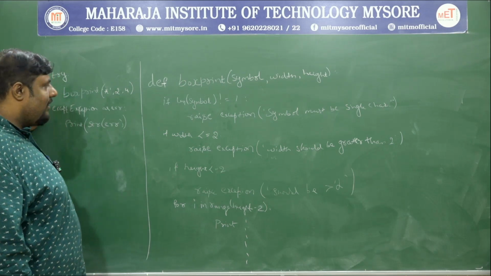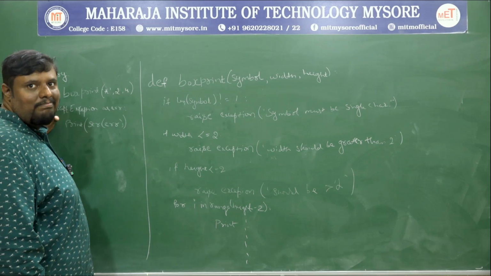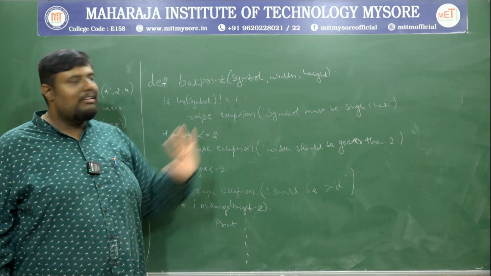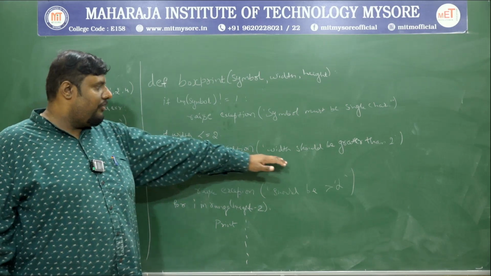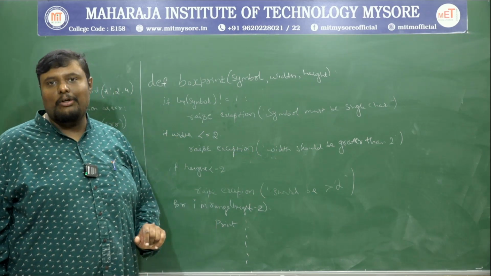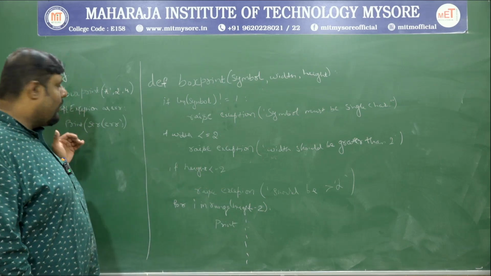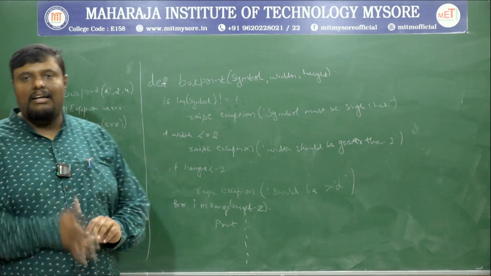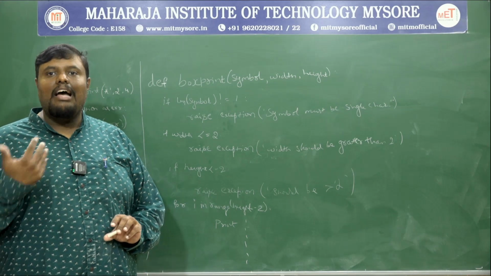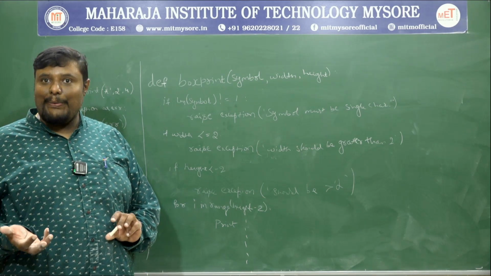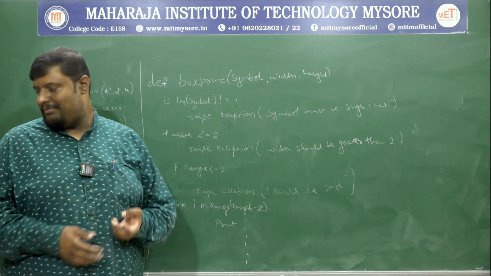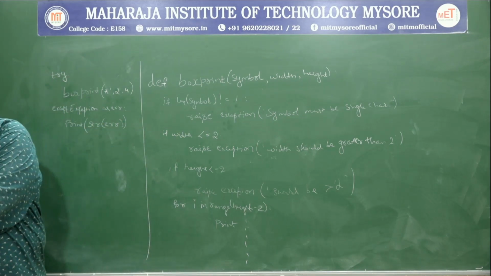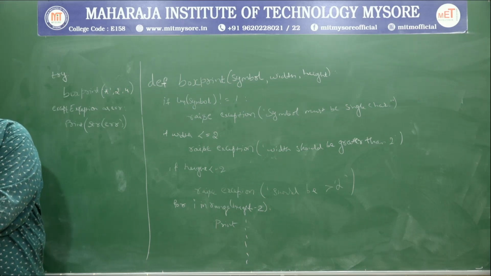Now, when I run this, what happens? Yes, there is an exception raised saying width should be greater than 2. So you will get that exception here. Understood how to create a user exception? Why do we do it and how do we do it? Now let's move on to the next part.